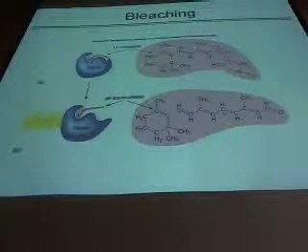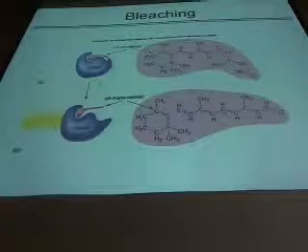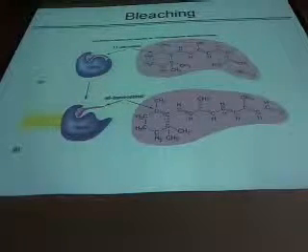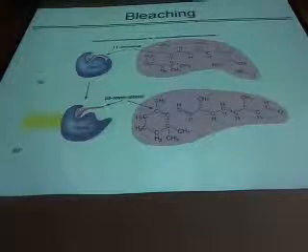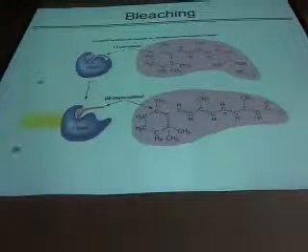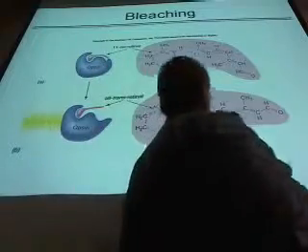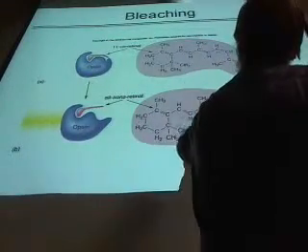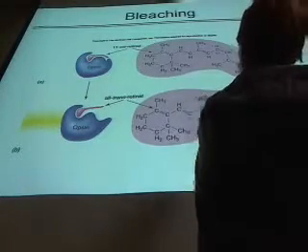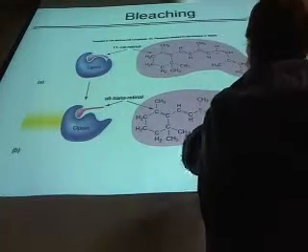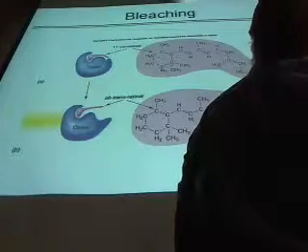Bleaching. Bleaching is what happens as it's changed and then gets changed back. What you've got here are the hydrogens down here. This switching, I believe, is where it is, right here, between the cis and the trans.